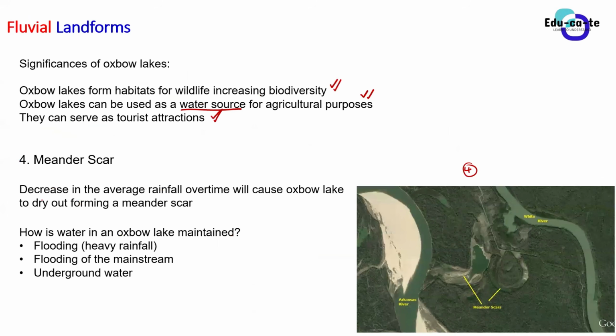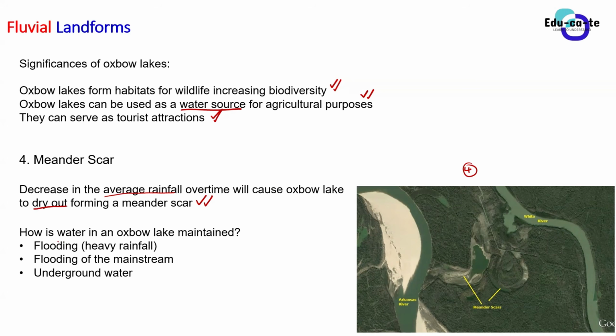So basically, this is due to the decrease in the average rainfall over time. It actually causes this Oxbow Lake to dry out, so this forms a meander scar. So if they want an explanation of how a meander scar forms, you just talk about the decrease in the average rainfall over time. Let's just say now there's not enough rain coming and we are using all the water up, then the water in the Oxbow Lake will run out. So this will form a meander scar.